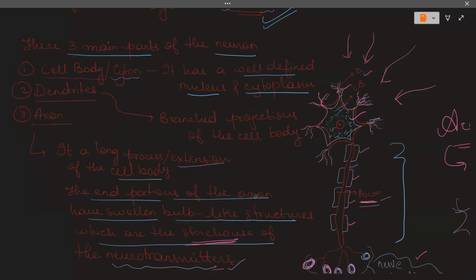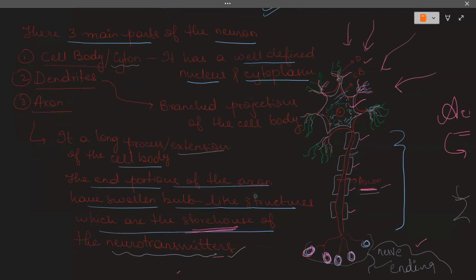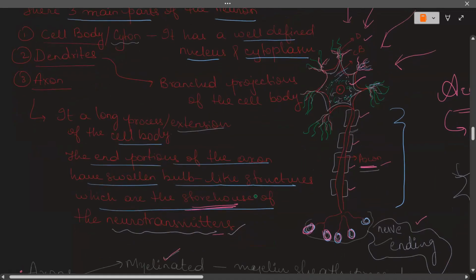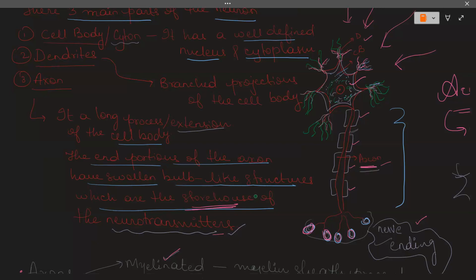Do you see these branch-like structures in the diagram, students? Yes, ma'am, dendrites. Very good. These branch-like structures which come out of the cell body are known as the dendrites. And then there is the axon, which is this long portion of the neuron, the long extension of the cell body. The end portion of the axon has swollen bulb-like structures, known as the storehouse of the neurotransmitter.